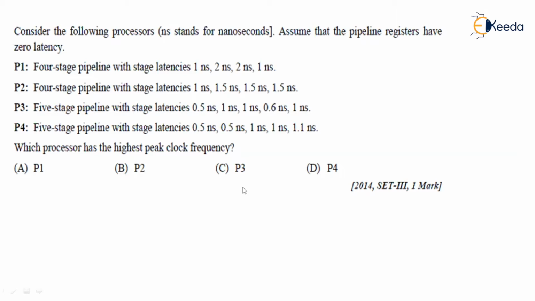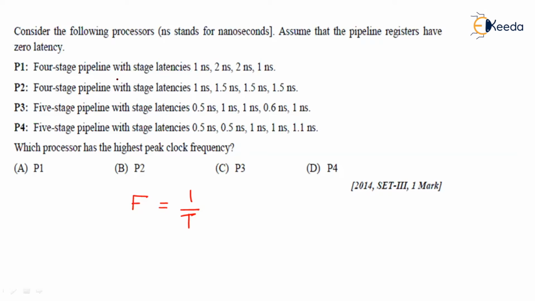So here, the important rule that you need to understand is that frequency is equal to 1 by t. You know that f is equal to 1 by t, and t is equal to 1 by f. They are inversely proportional. Now let us have a look at the stage delays of each pipeline. First of all, we need to identify the t for each processor.